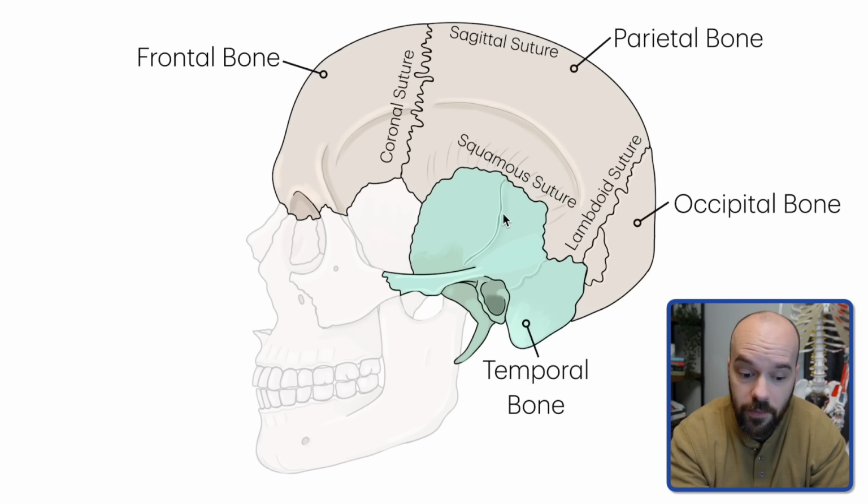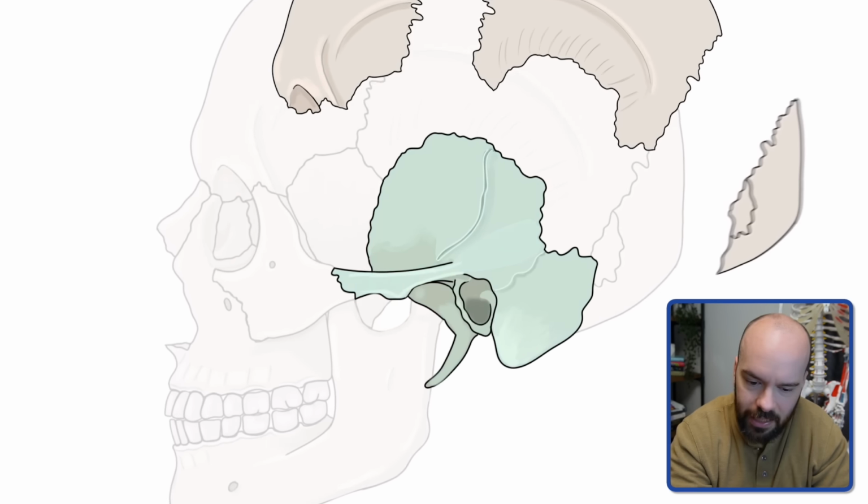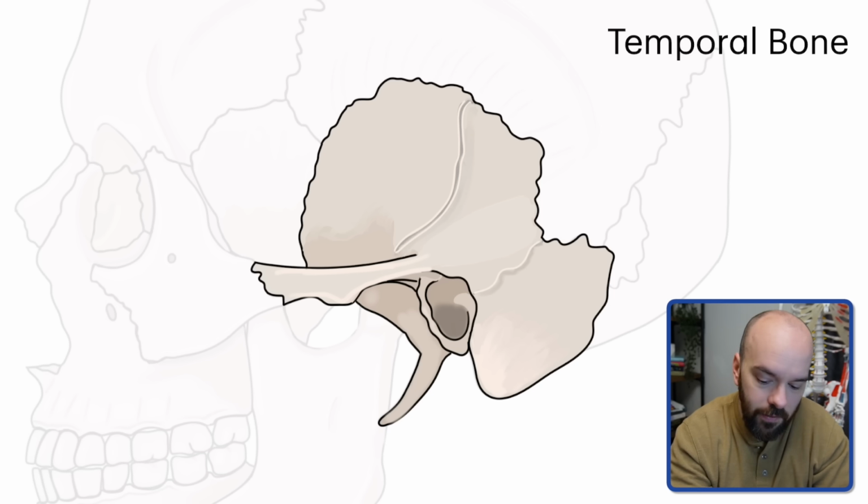There's a ridge right here. This is where the temporalis muscle is going to originate. And so we have this flattened section right there. So that's how I remember it's the squamous suture between the temporal bone and the parietal bone. Now let's zoom in on this and label a few particular structures in the temporal bone.